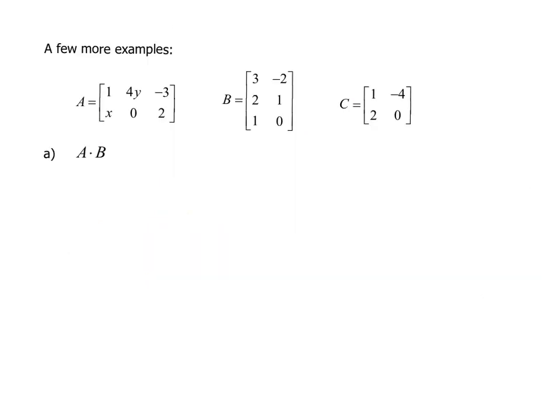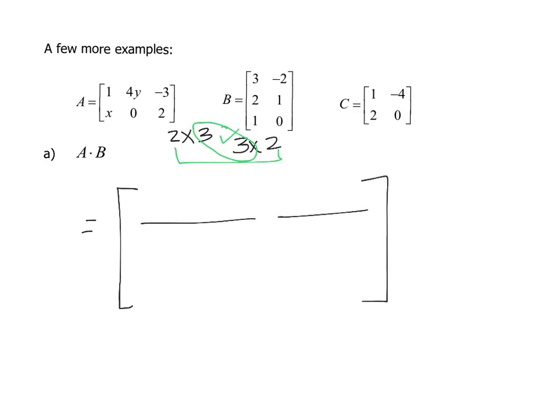Let's look at a couple more examples. Here we have our matrix A and our matrix B. This time they're different sizes. So let's first check to see if we can actually multiply them. Matrix A is a 2 by 3 matrix, 2 rows, 3 columns. Matrix B is a 3 by 2 matrix. These numbers match, so I can multiply them. My result is going to be a 2 by 2 matrix. So let's make a 2 by 2 matrix here. I've got 2 rows, 2 columns.